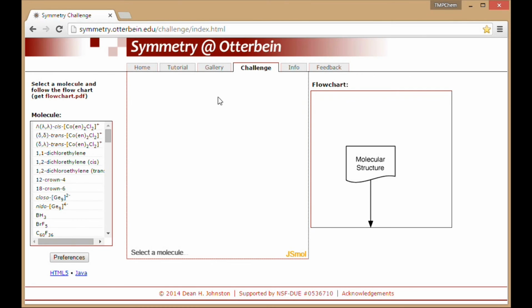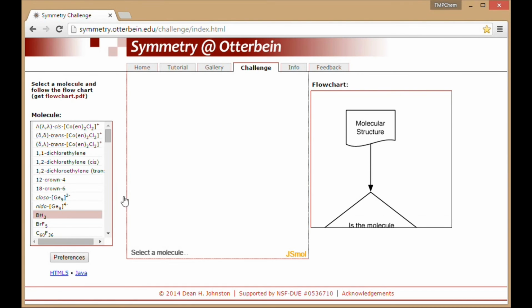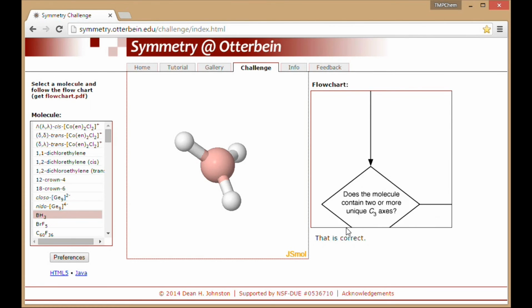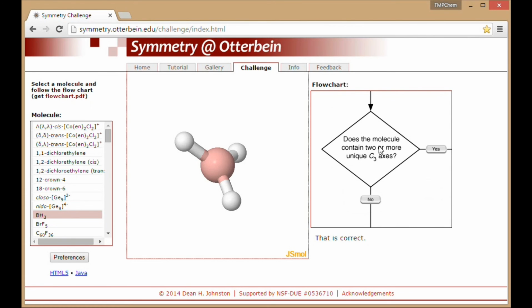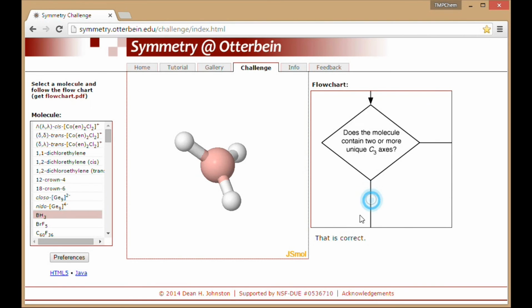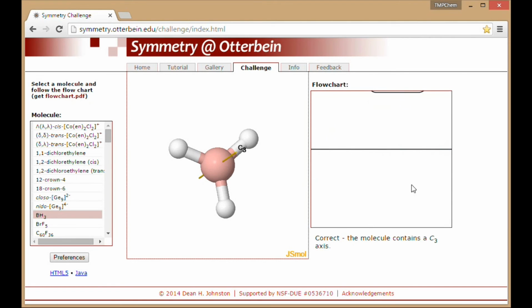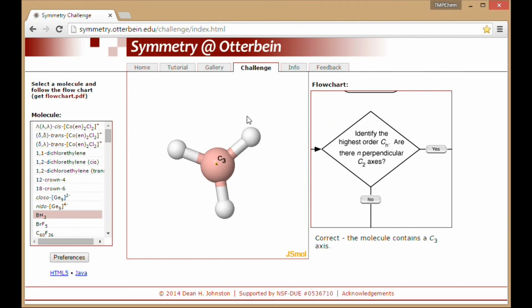And also Otterbein has the same type of thing in the challenge section when you click on that tab from home. So if I click on a molecule like BH3, it's going to load the molecule. Then it'll ask me questions and I can go through this whole flow chart that I've just described. Is it linear? No, that's correct. Does a molecule contain two or more unique C3 axes? No. Does a molecule contain a proper rotation axis? Yes, I see it has a C3. Then it puts my C3 on there.